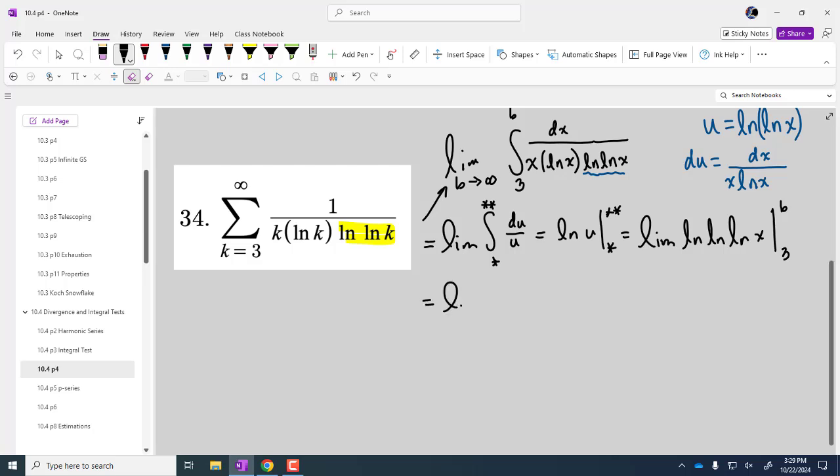Ooh boy. It's like your CD scratches and it skips. Your math brain is skipping. ln. And that limit is infinity. So therefore, both diverge.